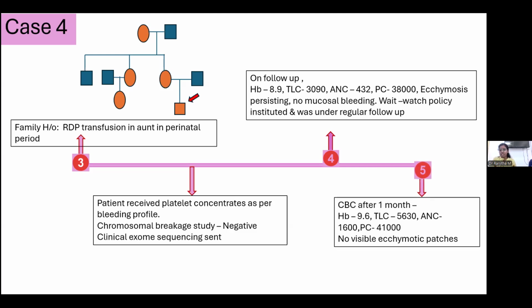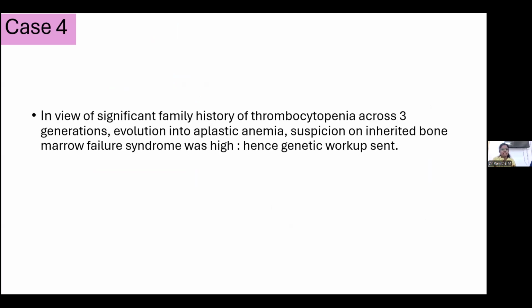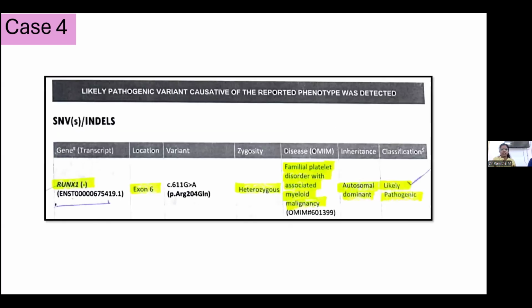And CBC after 1 month showed hemoglobin of 9.6 and total counts of 5,630. And ANC had improved to 1,600 and platelet count was 41,000 with no visible ecchymotic patches. At this point, we were thinking in terms of dengue-associated cytopenia. In view of significant family history of thrombocytopenia across 3 generations, evolution into aplastic anemia, suspicion of an inherited bone marrow failure syndrome was high. Hence, the genetic workup was sent, which turned out to be a RUNX1 mutation, which was heterozygous and autosomal dominant in inheritance, which was pathogenic.